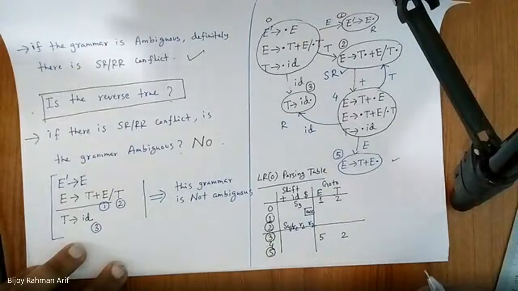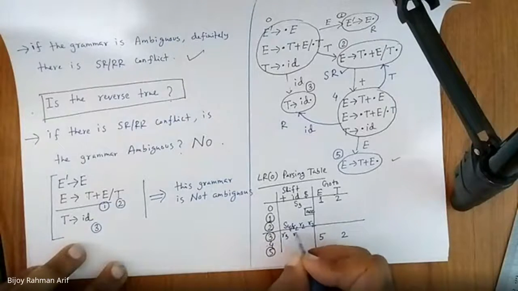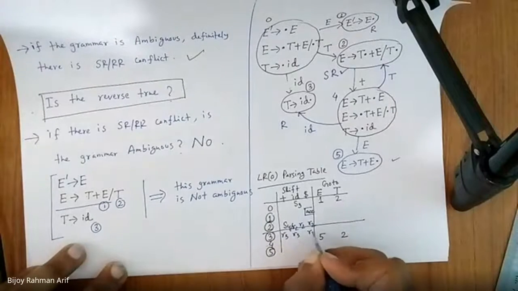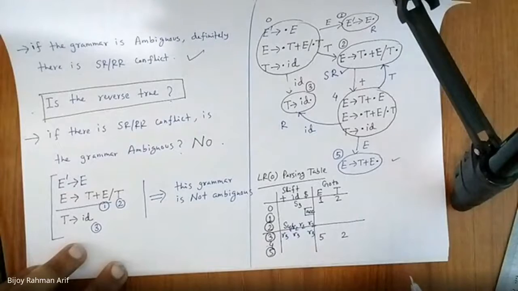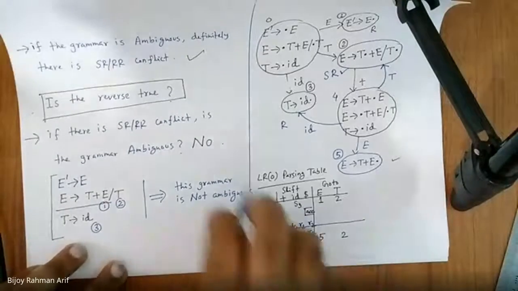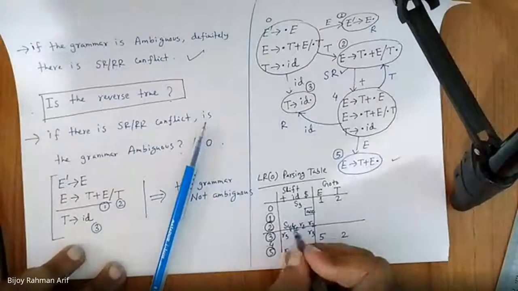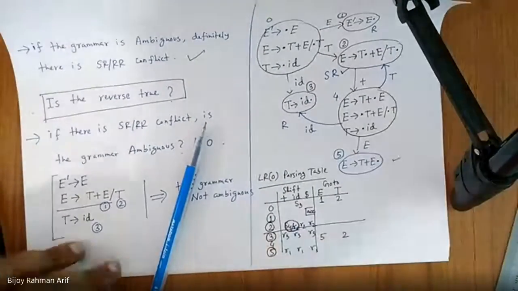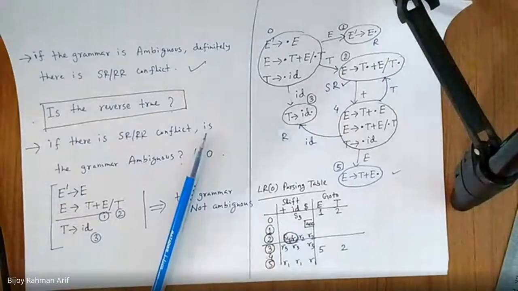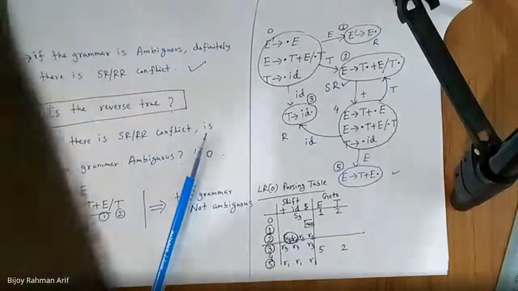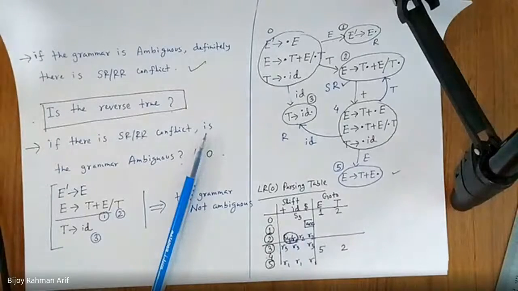In 3, which rule do I have? I have rule number 3. So rule number 3, rule number 3, and rule number 3. And in 5, I have rule number 1, rule number 1, rule number 1. So see, there is an SR conflict there. Now tell me, what is the reason behind the SR conflict? The grammar is not ambiguous, still there is an SR conflict. So what would be the conclusion?